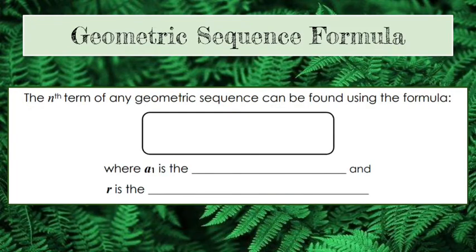So now we're going to talk about the geometric sequence formula. And that just means that we want to be able to find any term in a geometric sequence. And this is the formula we can use to do that. So it says the nth term of any geometric sequence can be found using the formula, A sub n equals A1 times r to the n minus 1 power, where A1 is the first term. This stays consistent through everything that we're doing, and r is the common ratio.